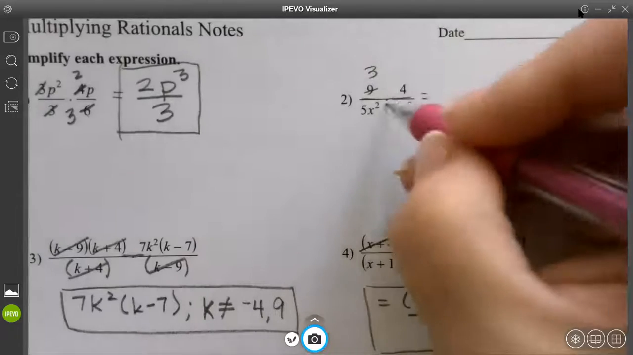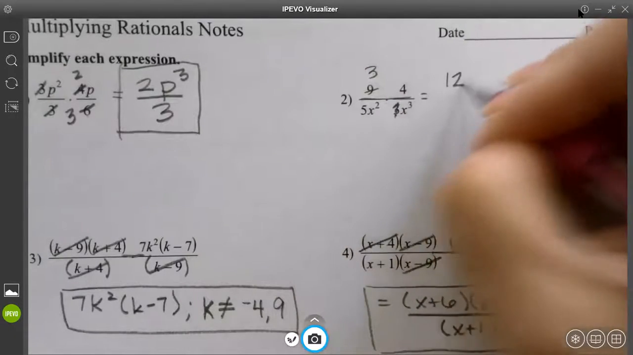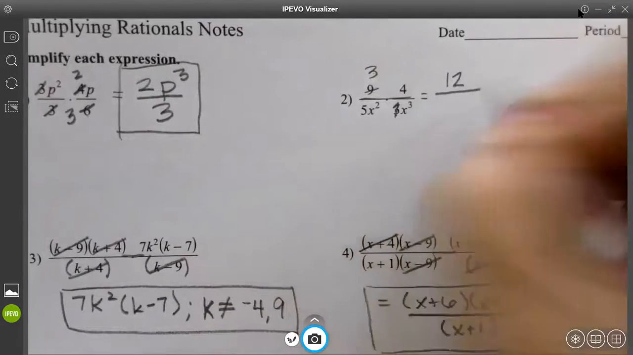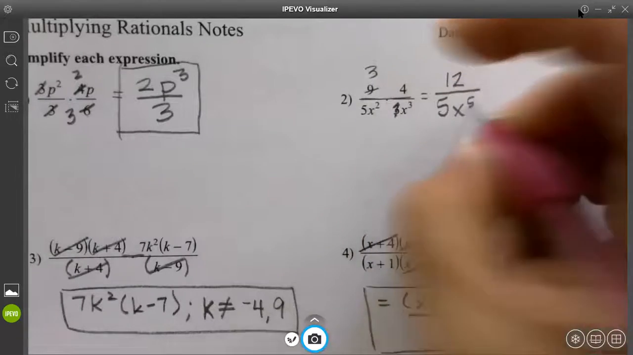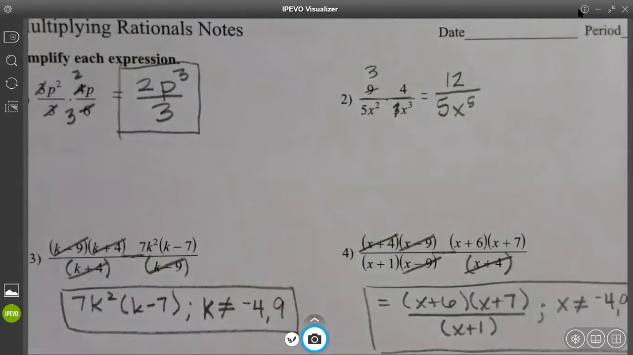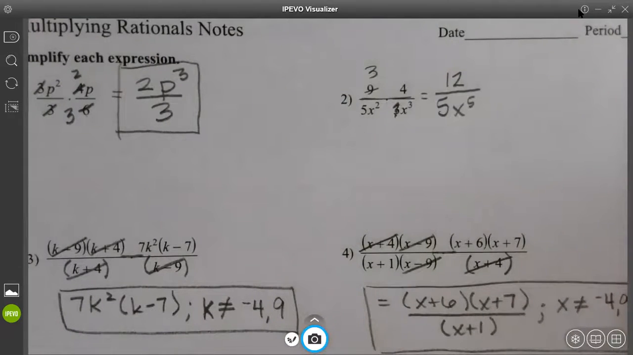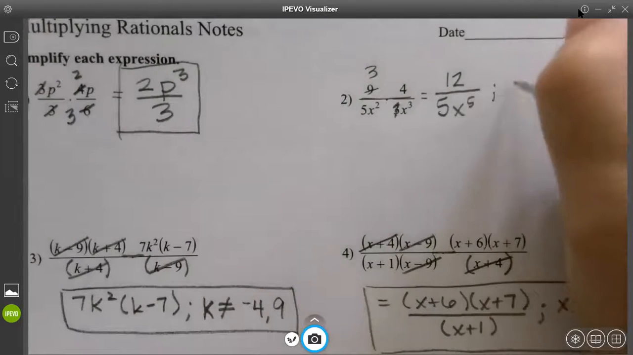Multiply straight across. 3 times 4 is 12. On the bottom, the only number you have is 5 and 5 x's. We didn't mark out any variables, so we don't have any holes, but we do have variables in the denominator.